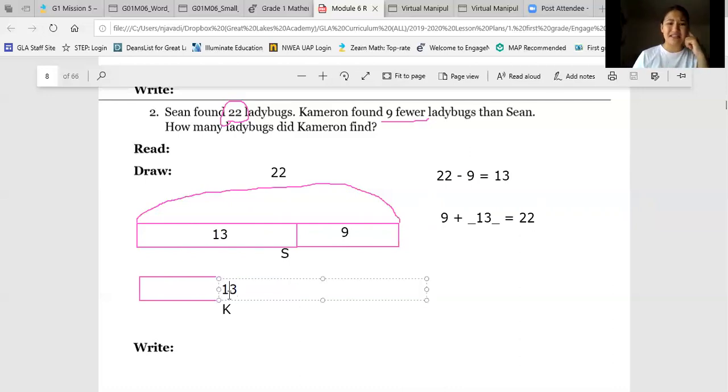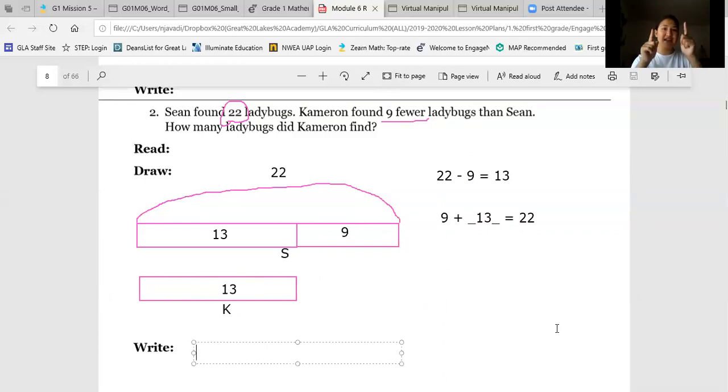Why does 13 also go down here for Cameron? Shout out your answer in 3, 2, 1. That's right. 13 also goes down below in Cameron's tape diagram because we know that Cameron found 9 fewer than Sean. Nice job, scholars. That one was tricky, but you did not get tricked.